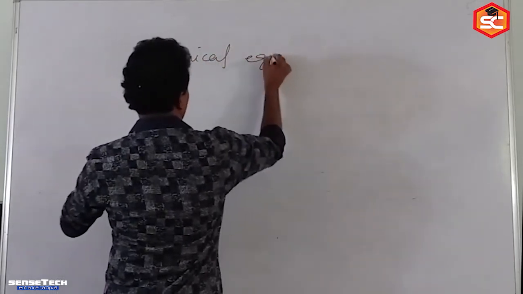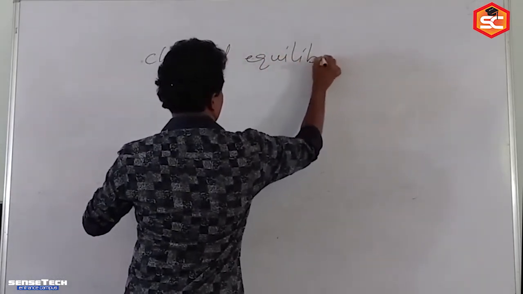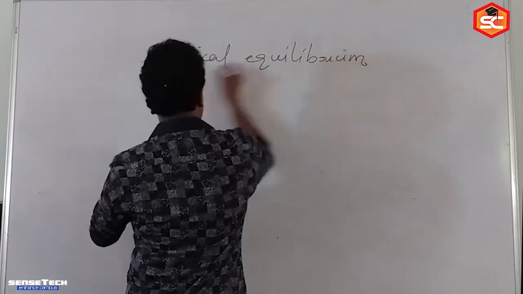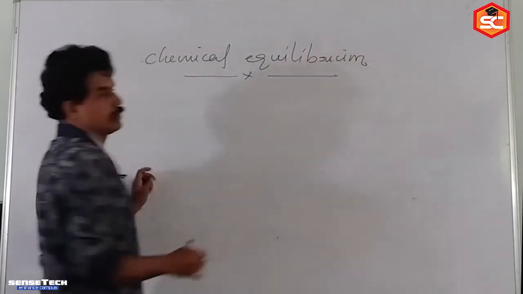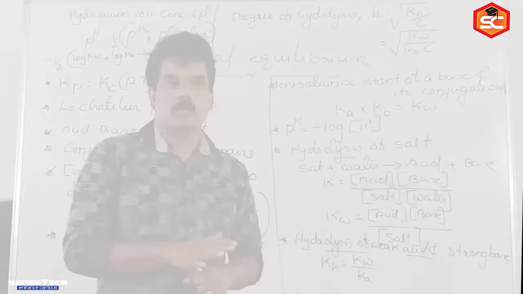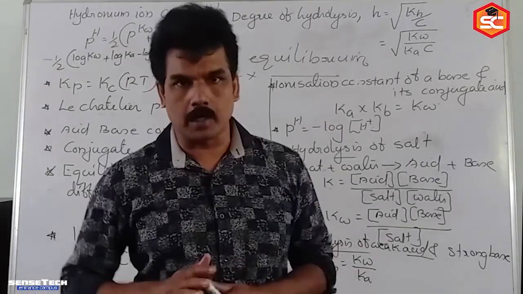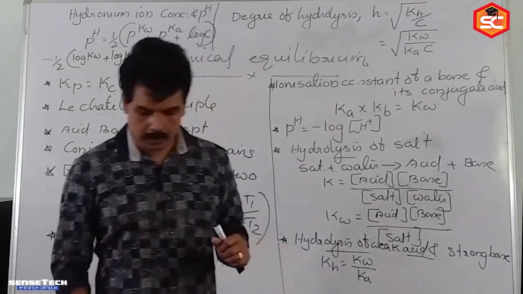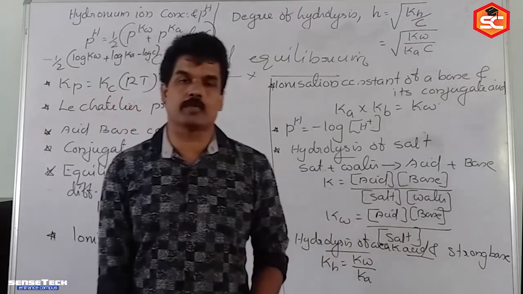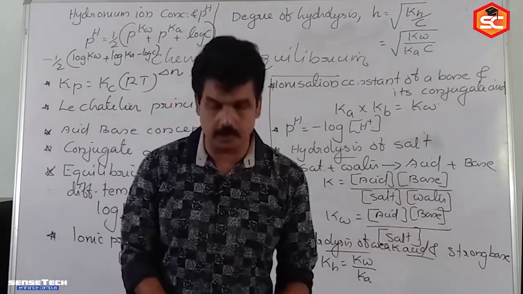Chemical equilibrium. Here also a numerical part will be there. Directly you will be getting the questions, so some equations you only have to learn. Okay, the next chapter we are going to discuss is chemical equilibrium. Chemical equilibrium is also a fully numerical session, so you have to practice more numericals.